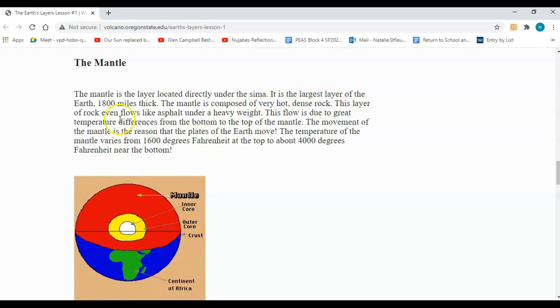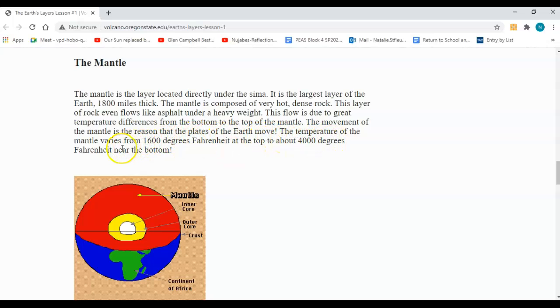It is the largest layer of the earth, 1,800 miles thick. The mantle is composed of very hot, dense rock. This layer of rock even flows like asphalt under a heavy weight. This flow is due to great temperature differences from the bottom to the top of the mantle. The movement of the mantle is the reason that the plates of the earth move.